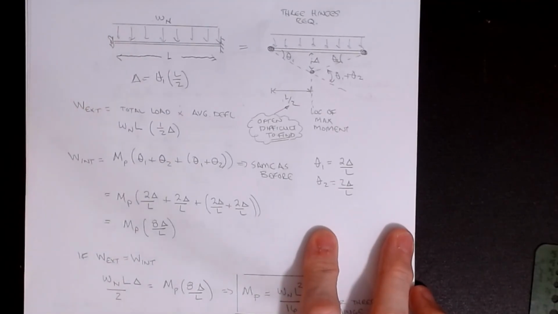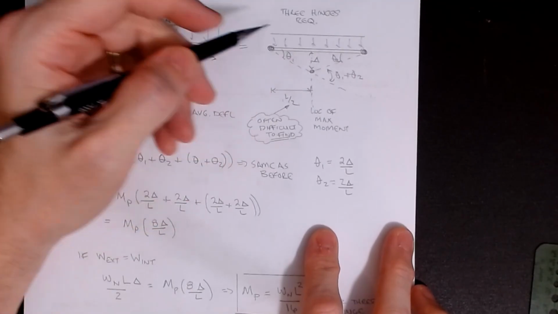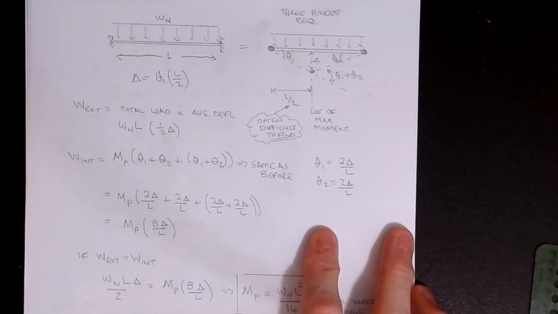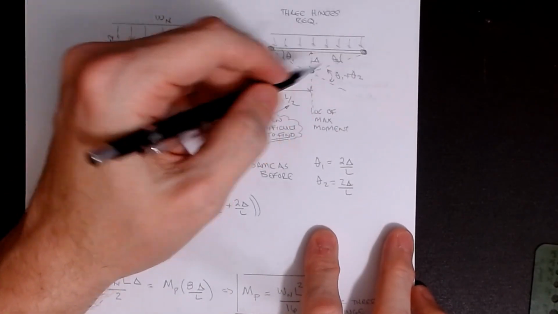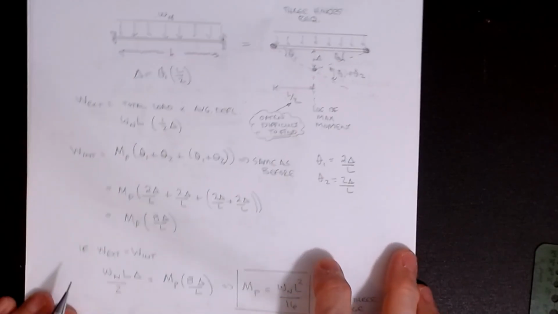Looks something kind of like that. And then the average deflection, if delta was the whole thing, then the average is half of that, because again, it's a triangular shape, so that's the way that we get to that. So that's our 1/2 of delta. That's our external work. Our internal work is done exactly the same way as what we did before.